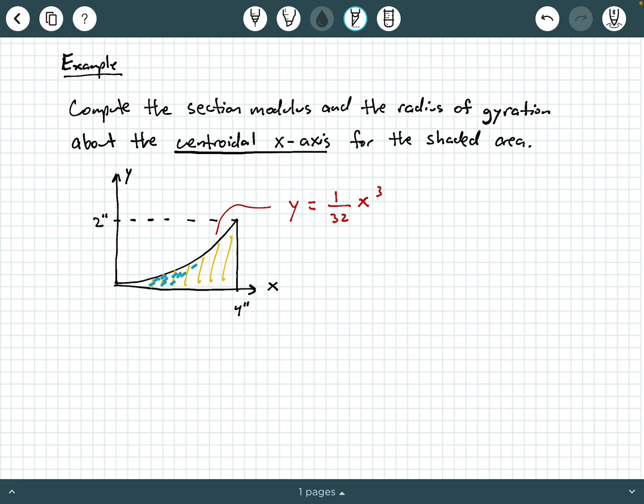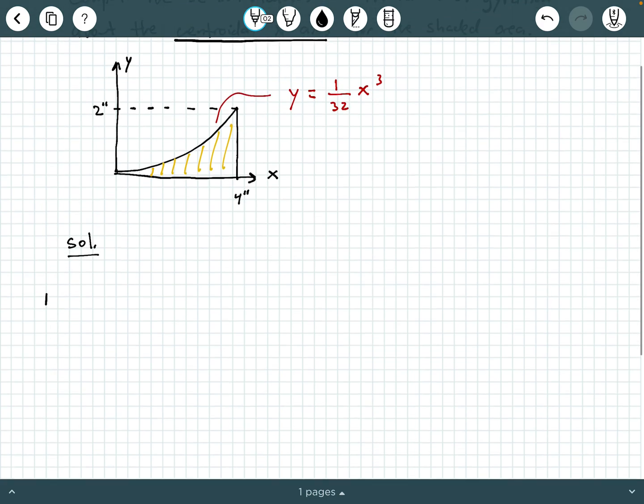And so we have this shaded area right here; my shading is already there in yellow. Before we tackle the nitty-gritty details, under solution, the first thing I'm going to write is my formula for section modulus and radius of gyration about the centroidal x-axis. The section modulus is S sub x equals I sub x over y bar. And the radius of gyration, r sub x, is equal to the square root of I sub x over the shaded area itself.